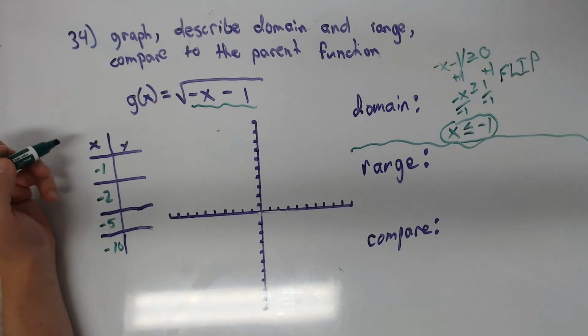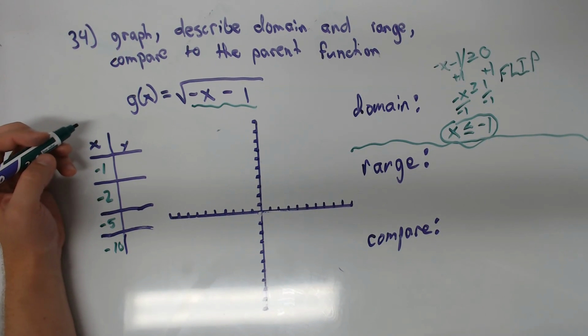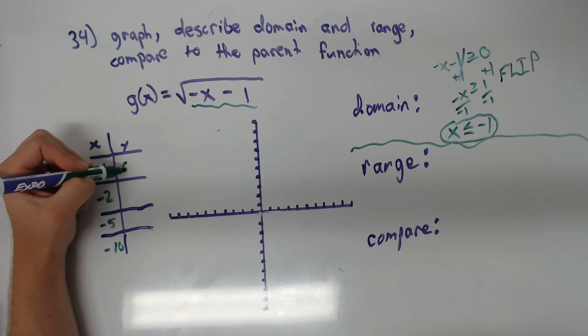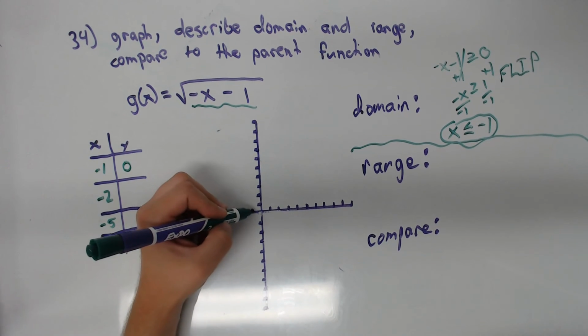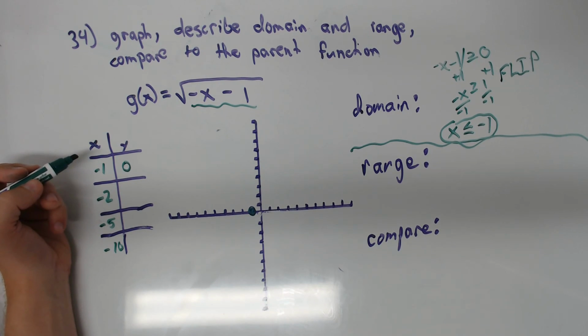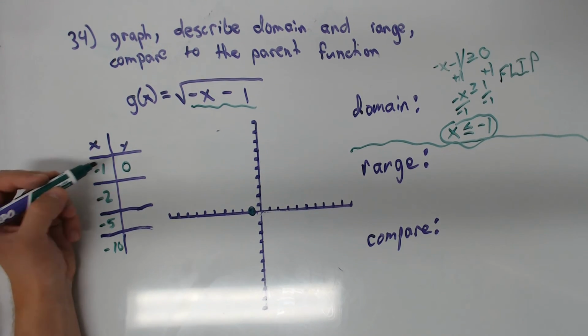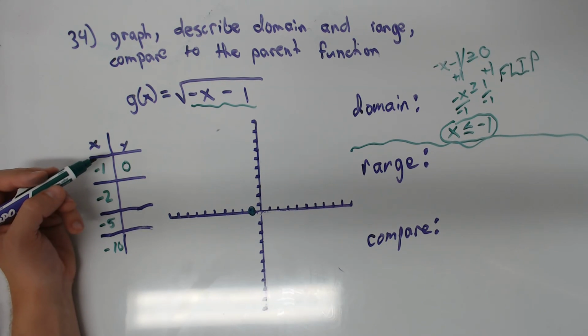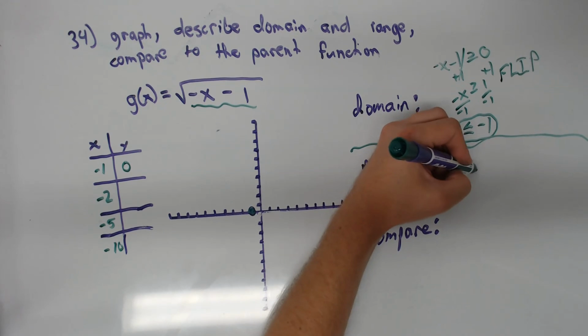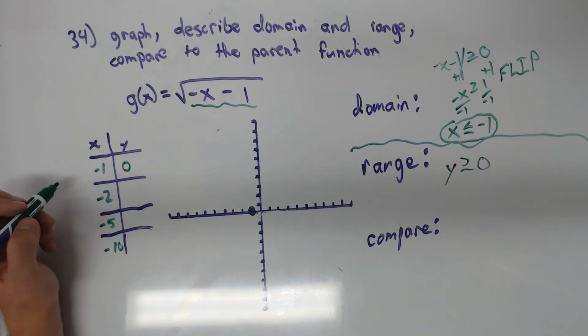If I plug negative 1 in for x, negative 1 is 1. 1 minus 1 is 0. Square root of 0 is 0. So negative 1 comma 0 is my first point. That actually tells us what the range is going to be already. 0 is going to be my lowest y value because it's only going to go up from there. So y greater than or equal to 0. We'll see that when we're done graphing too.